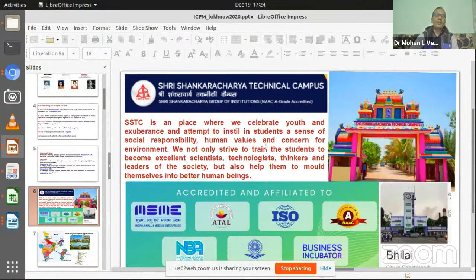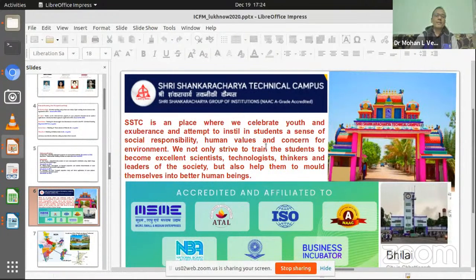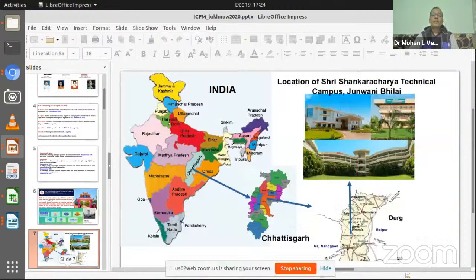This is a NAAC A-grade institution, and each and every branch of this institution is NBA accredited. I belong to Bhilai, which is a special part of Chhattisgarh, and my institution is near Durg, so it is easily approachable from Durg railway station and highway.